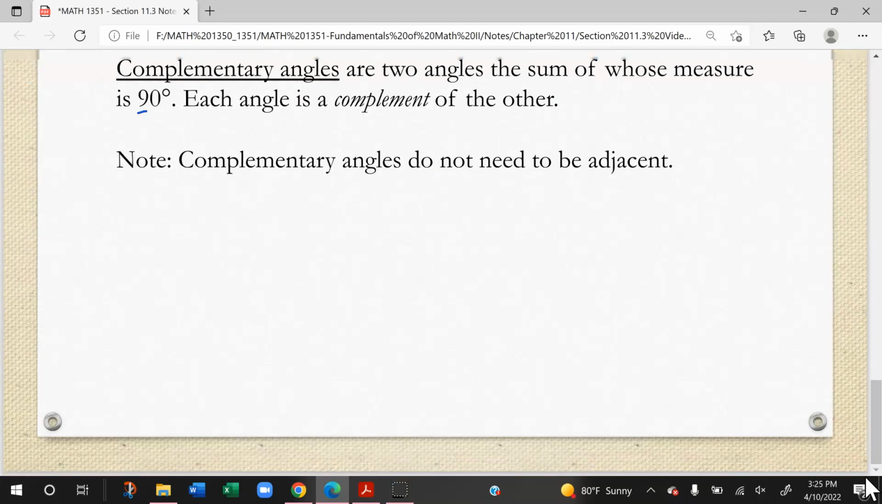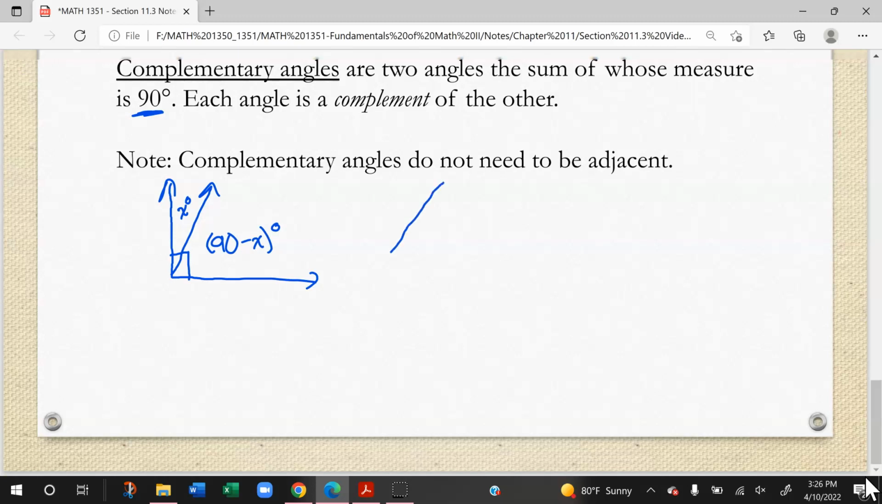Complementary angles only add up to 90. They complement each other, they make a right angle. So anything that makes a right angle, so something like this, because we can put a right angle in here, I could put an x degrees, this would be 90 minus x degrees.